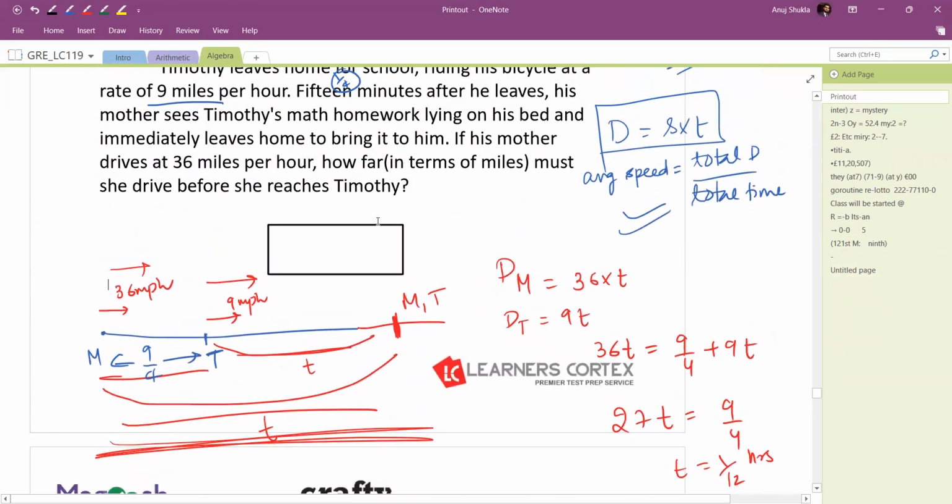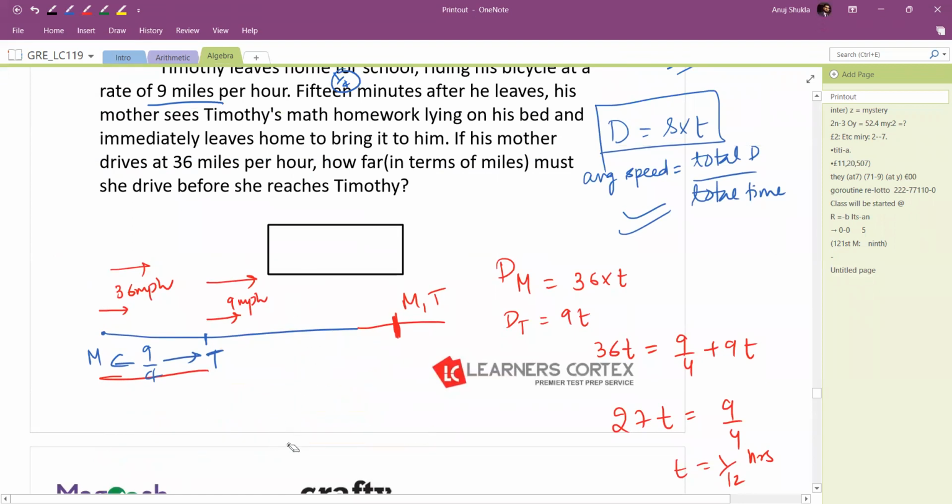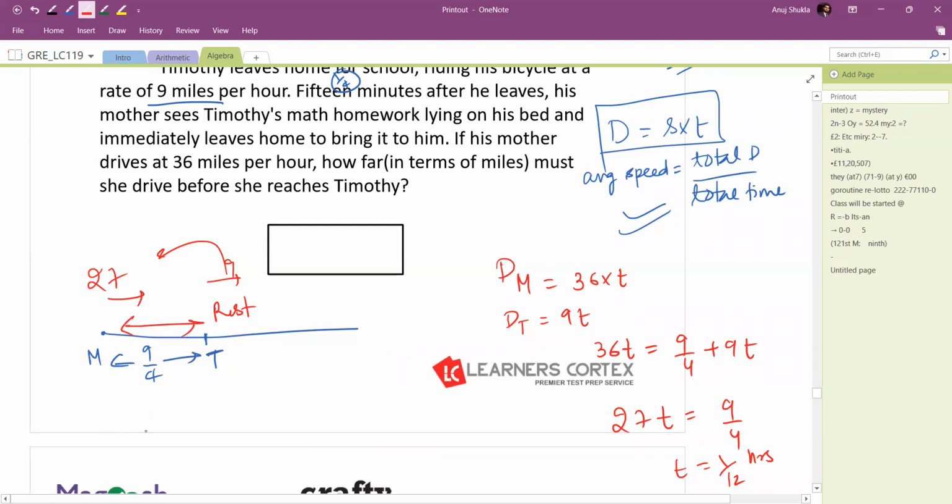Another way you can solve is by relative motion. Suppose Timothy is at rest. If we put Timothy at rest, his speed, which is 9, will be given to her mom in the opposite direction. So the overall speed of mom will be 27. And how much distance she has to cover? 9 by 4. So time taken will be 9 by 4 divided by 27. That is 1 by 12.